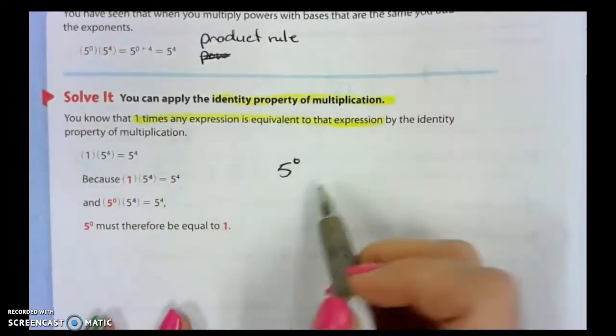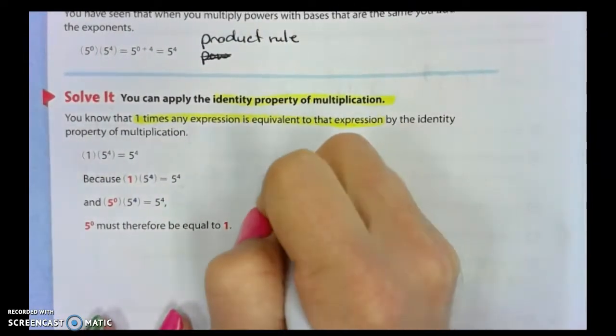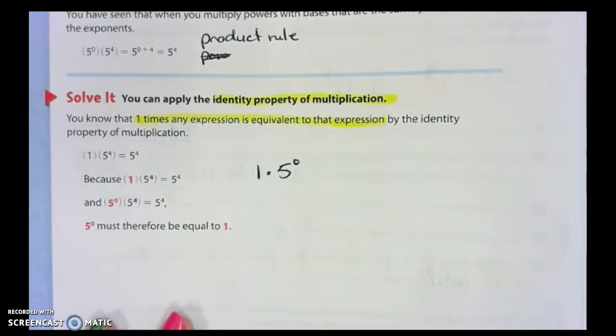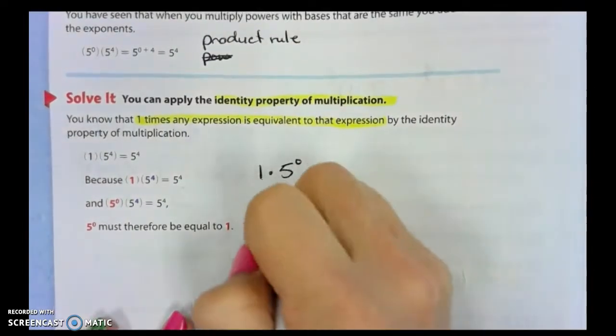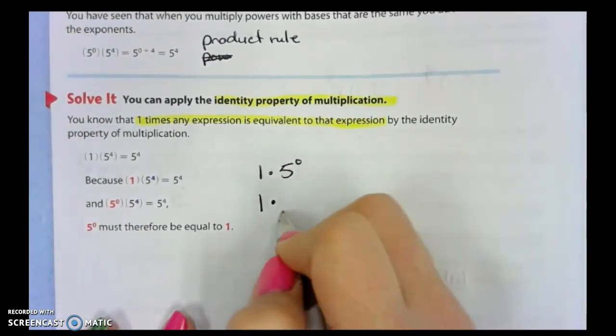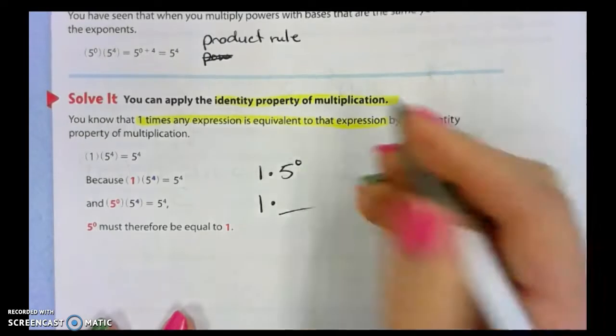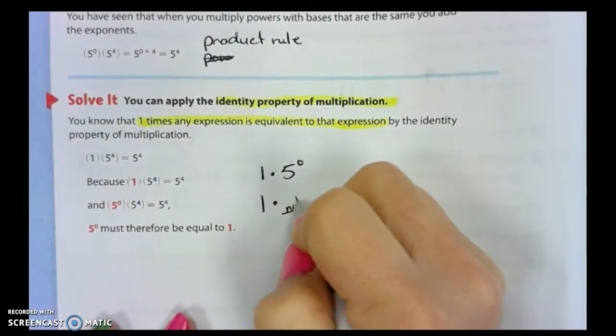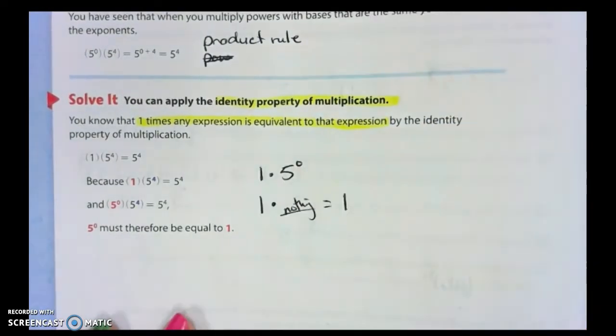So when you're looking at 5 to the 0, think of it like 1 times 5 to the 0, 1 times 0 factors of 5. So 1 times nothing is just 1. That's why 5 to the 0 is 1. There's no factors for you to multiply by that implied 1. So your answer is just 1.